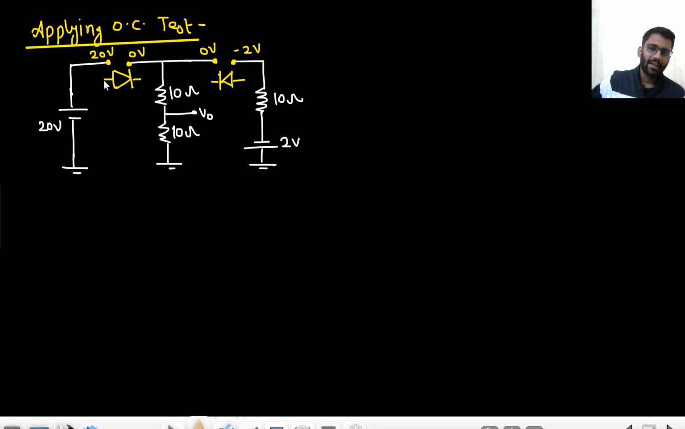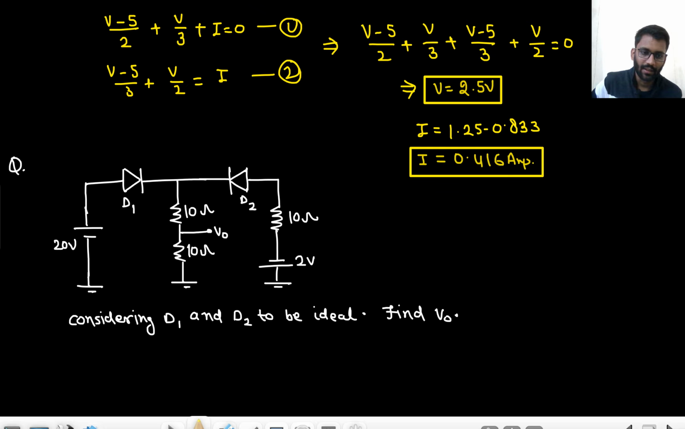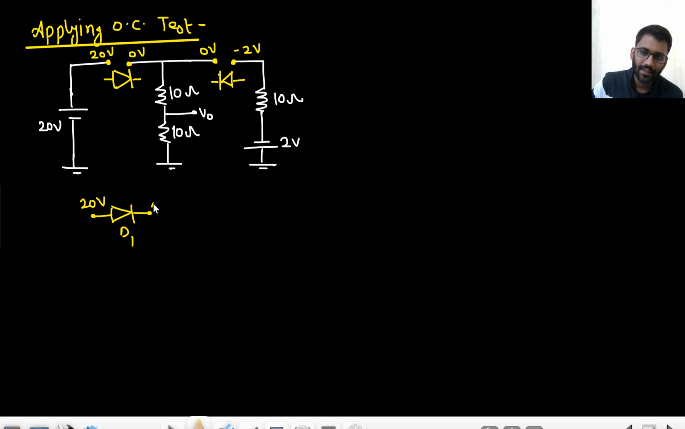This is diode D1, right? For diode D1, at the P side you are having 20 volt and at the N side you are having 0 volt. And what about diode D2? For diode D2, here you are having 0 volt and here you are having minus 2 volt.